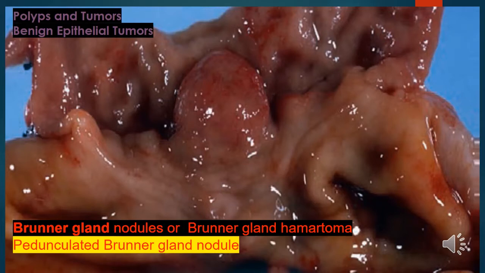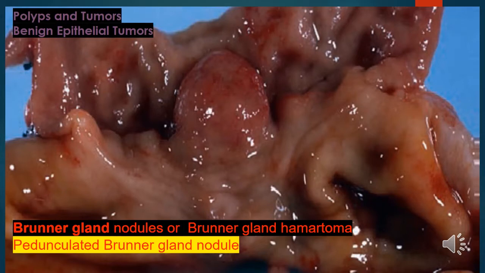Right now, as in this image, as you can see, it's a polypoidal lesion present as a polypoidal mass in the small bowel mucosa. As you can see, there is a very bland-looking, normal appearance of the small bowel mucosa, but there's an elevation of the mucosa in the small intestine region.